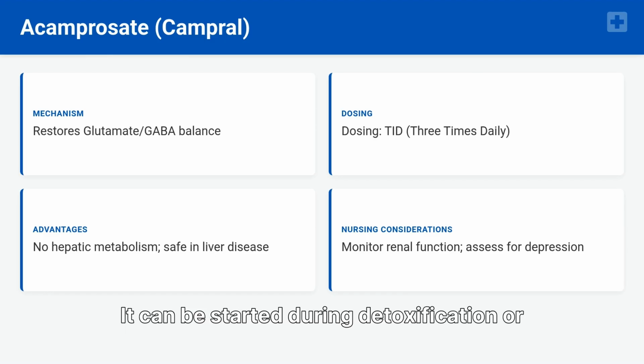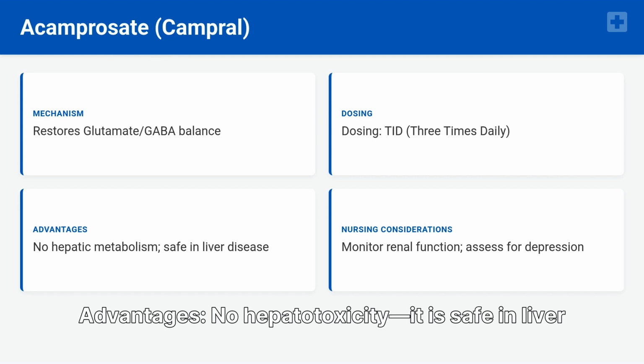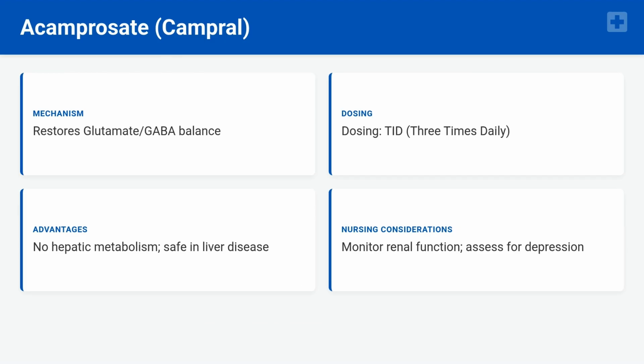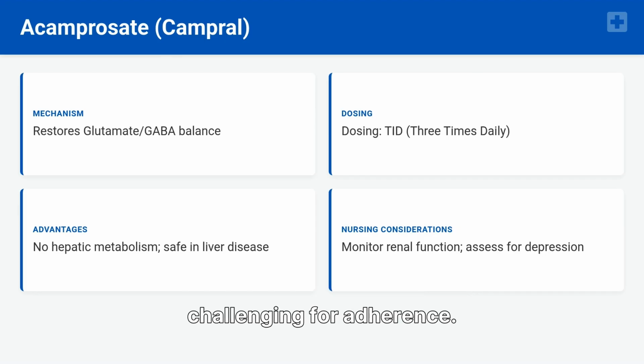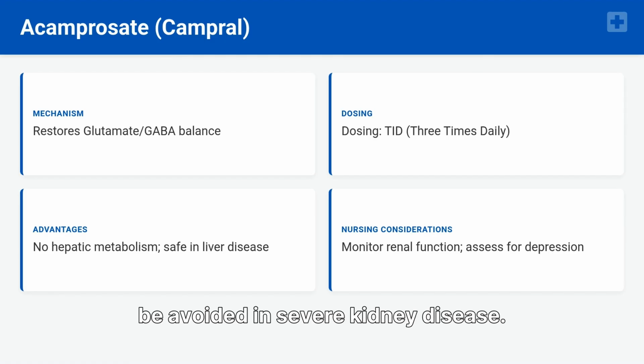It can be started during detoxification or immediately after withdrawal. Advantages: no hepatotoxicity, it is safe in liver disease, no abuse potential, there is no risk of misuse. Nursing considerations: the 3 times daily dosing can be challenging for adherence. Acamprosate is renally excreted, so it should be avoided in severe kidney disease.